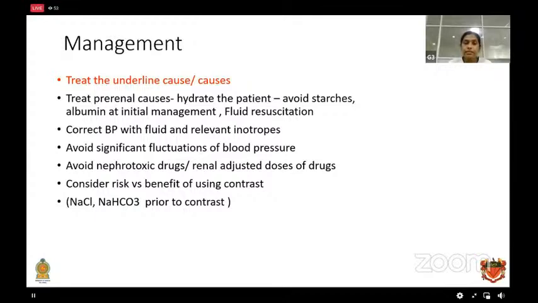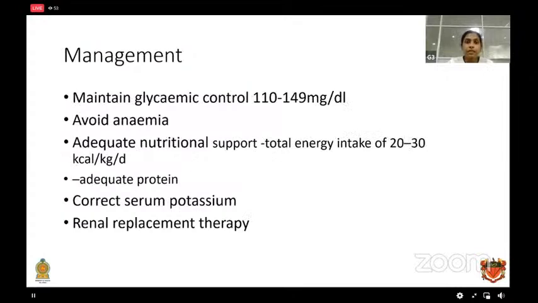And as I said previously, if you want to use contrast, be careful. It can cause contrast-induced nephropathy. So well hydrate the patient before and after using contrast. I used to give normal saline. Some centers, they use sodium bicarbonate. This is also recommended by KDIGO, right? Guidelines. And then, so this is the general management if the patient is having AKI.